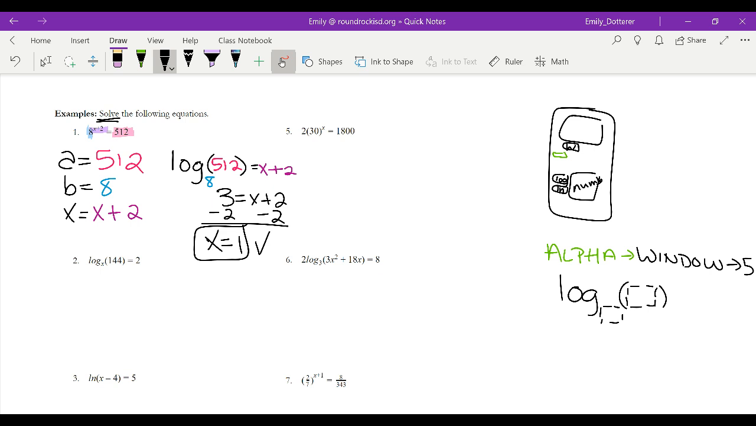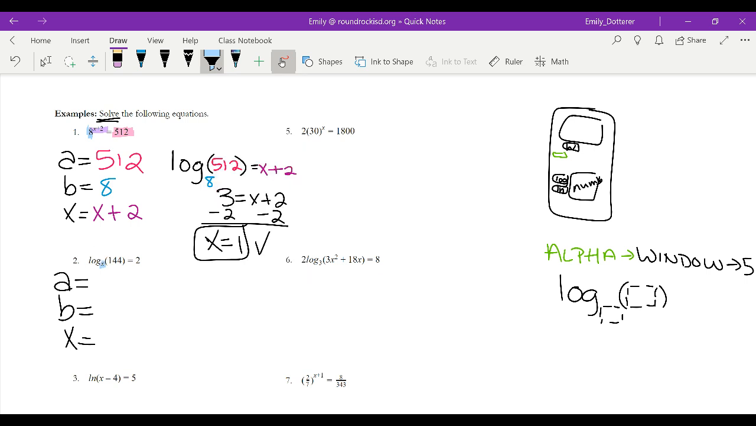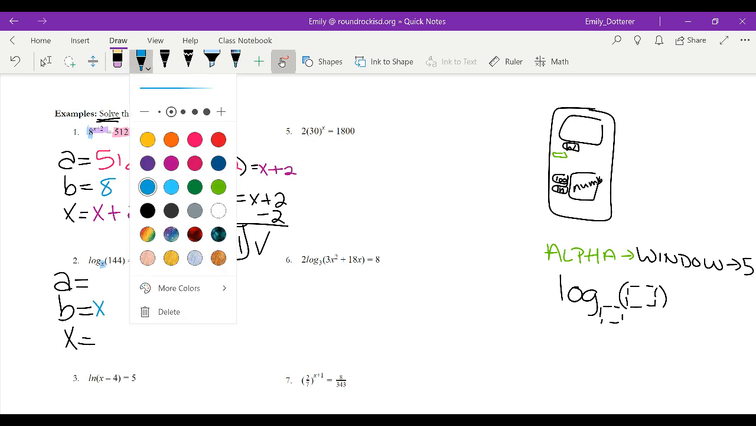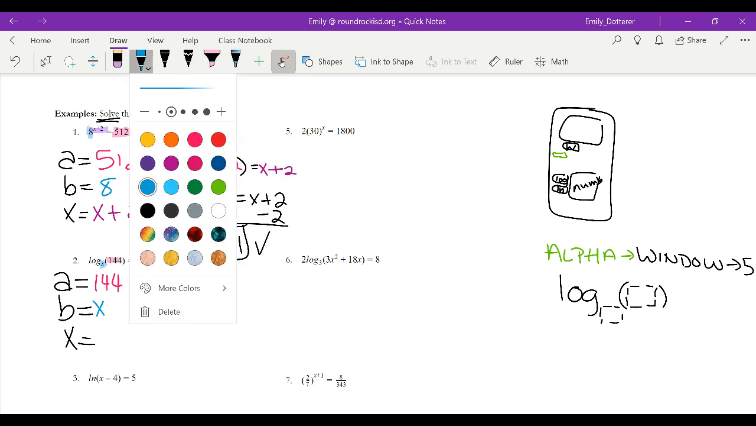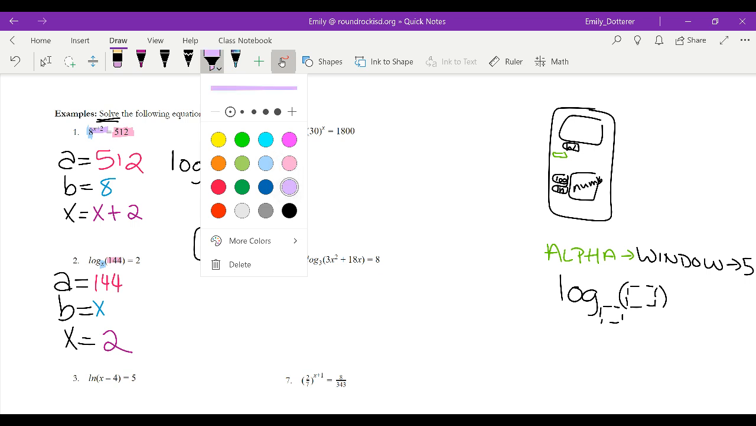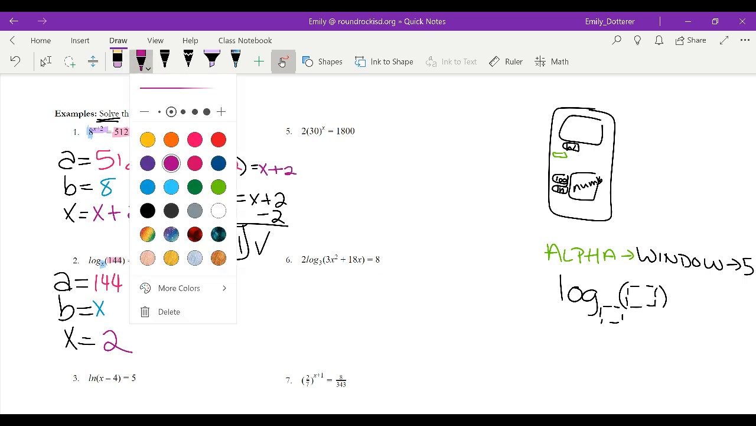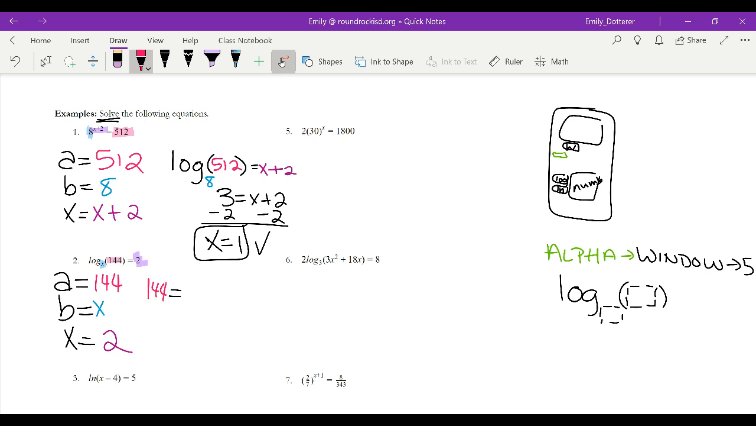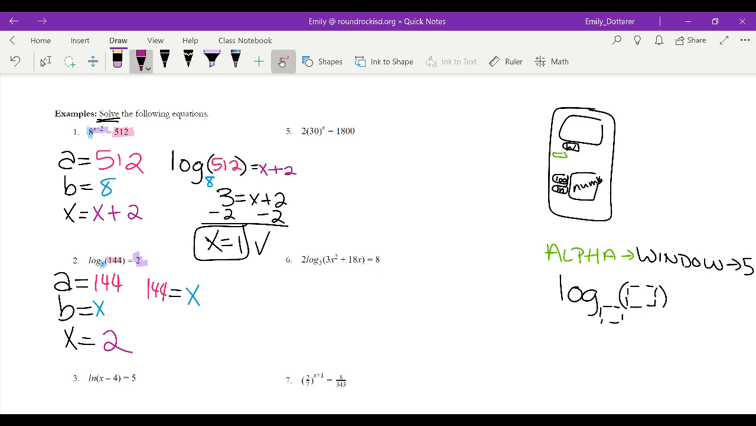Over here on number 2, this is going to convert to, so we have base b, which in this case is x. a is 144 because it's inside the parentheses. And x is what it all equals, which is 2. So when we convert it to an exponential, we have a equals b to the x.